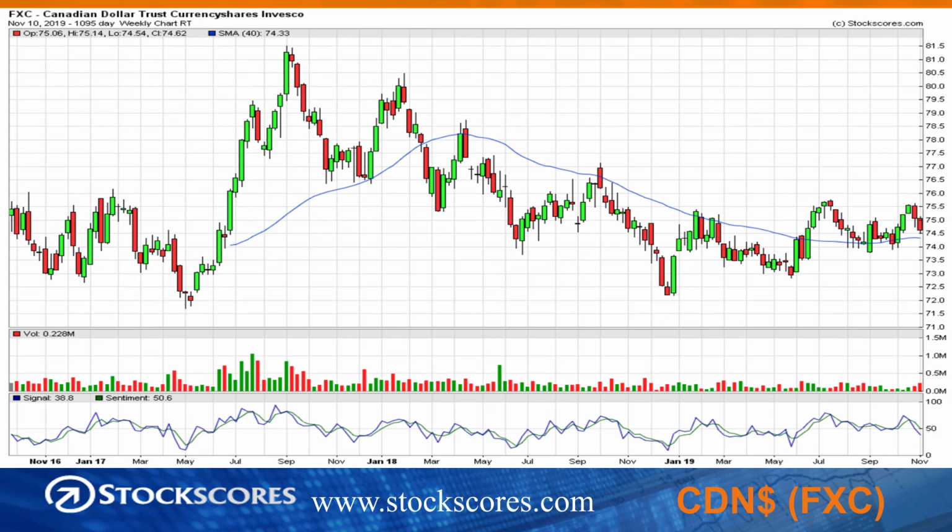Looking at the Canadian dollar, you can see we're going through that bottoming pattern. We've talked about this many weeks in a row now. We broke the downward trend, and we're just building this sideways trading range here, until we can break out through that 75.5, 76 mark on the FXC. I wouldn't get too optimistic, but it is building a pattern of reversal.